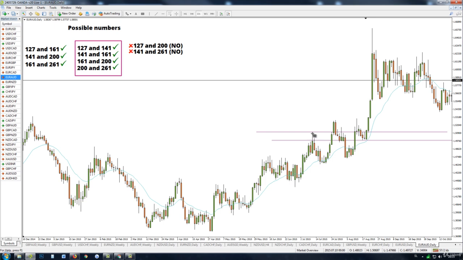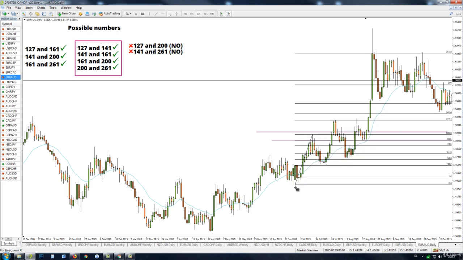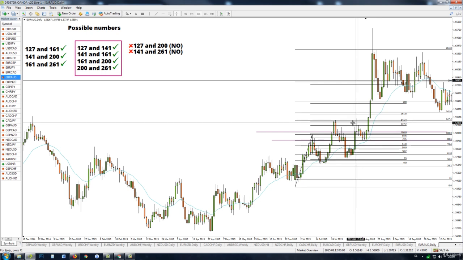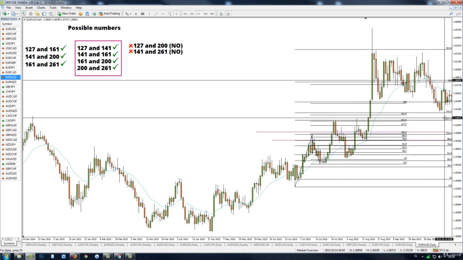Okay, so impulse leg, retracement. We also have structure, resistance becomes support. We have the 20 EMA here, it could be a 36 as well. Okay, and now we draw the impulse leg and the retracement. And you can see, look at that, impulse leg 127, retracement 141, and here's a line.